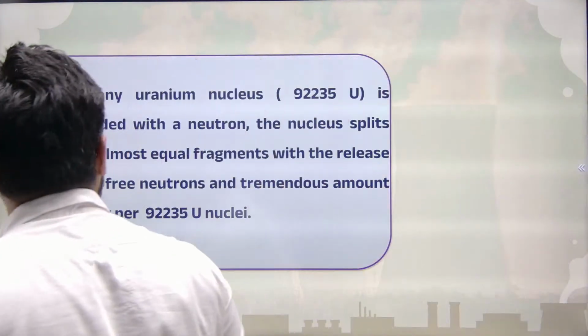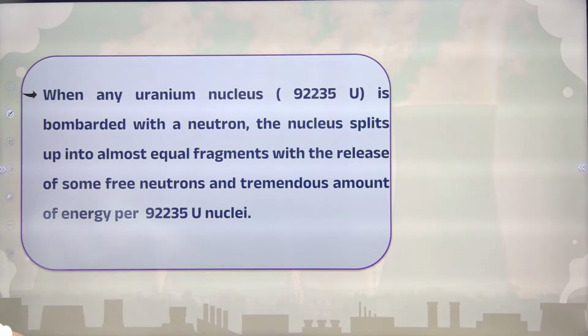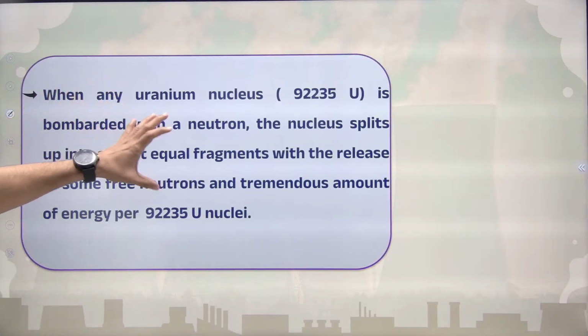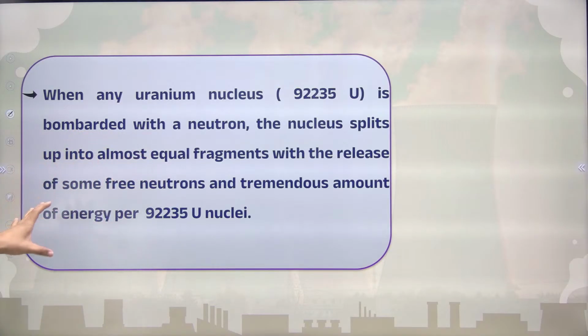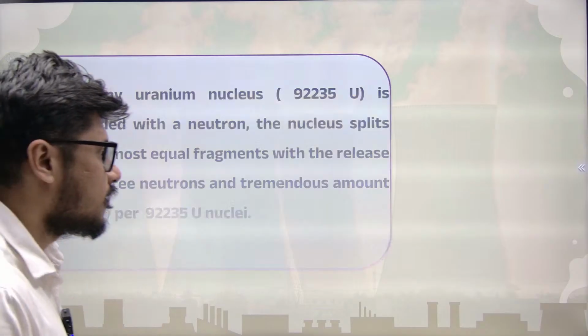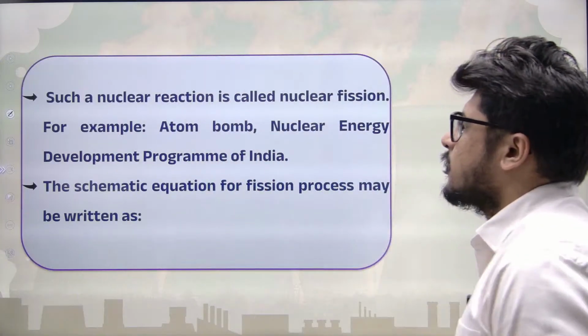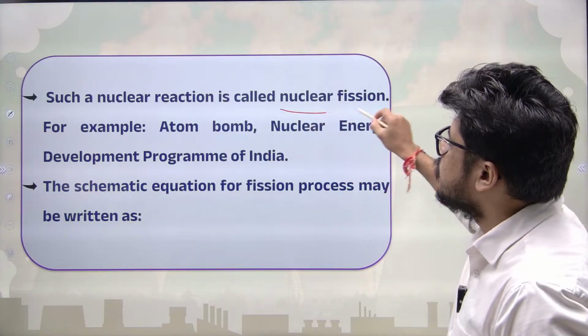When any uranium nucleus, uranium 235, is bombarded with a neutron, the nucleus splits up into almost equal fragments with the release of some free neutrons and a tremendous amount of energy. This is called nuclear fission.